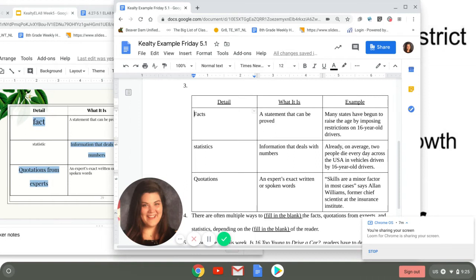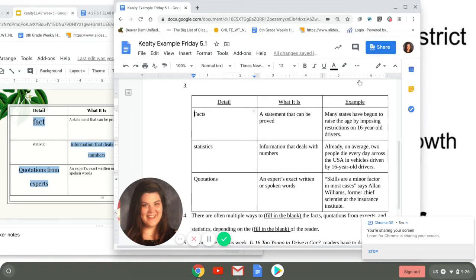So we talked about that, right? 75% of individuals who fall asleep earlier are able to achieve a B or higher on a math test. An example that they give us is on average 2 people die every day across the USA in vehicles driven by 16-year-old drivers. That is an example directly from the text that you read over the last 2 days. The fact example says many states have begun to raise the age by imposing restrictions on 16-year-old drivers. That is a fact. It is a statement that can be proved. We can find specific states that have done that.